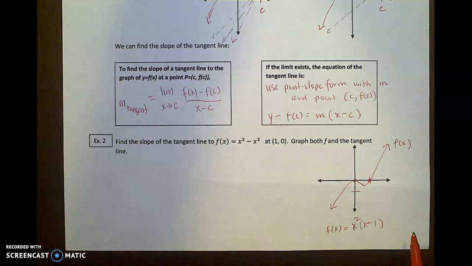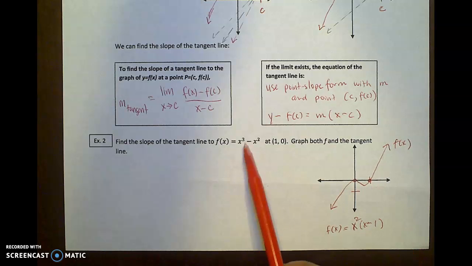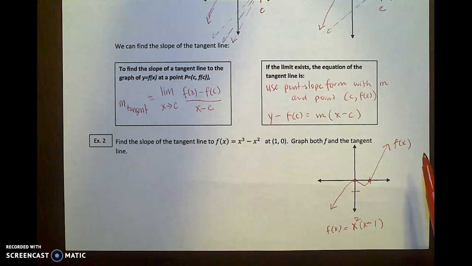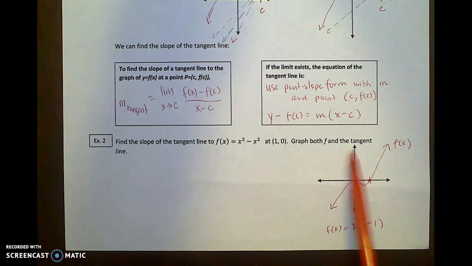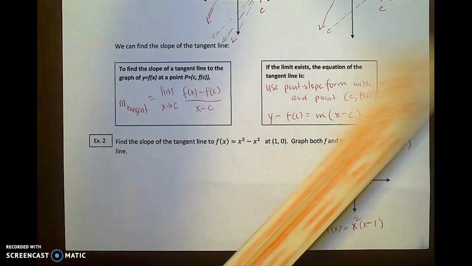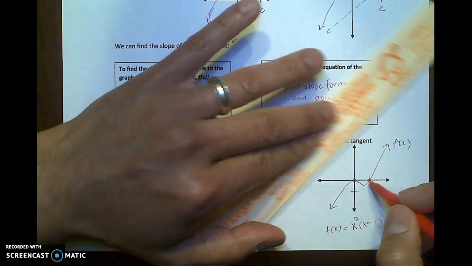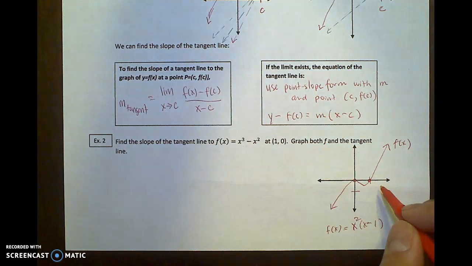So we have to find the zeros. What values of x make this function 0? It's at 0 and at 1. We know this is a polynomial function, so we also consider end behavior, things that we talked about before. Here's the graph of that function. We also want to graph the tangent line, so we're trying to find the equation of the line tangent at 1 comma 0.